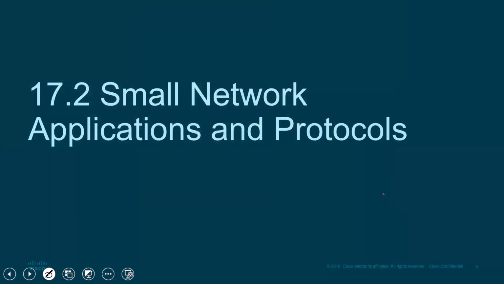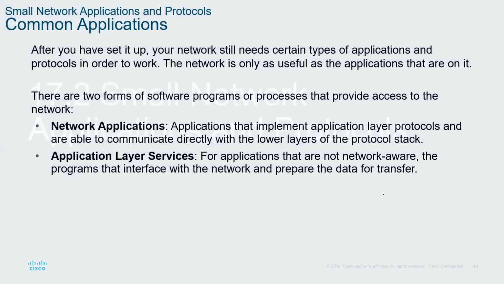How about the applications you need when you are setting up your network and protocols? Remember, we talked about the protocols or applications in layer 7 of the OSI model. After you have set it up, your network will still need certain types of applications and protocols in order to work. The network is only as useful as the applications that are on it. And there are two forms of these software or programs: the network applications and the application layer services.